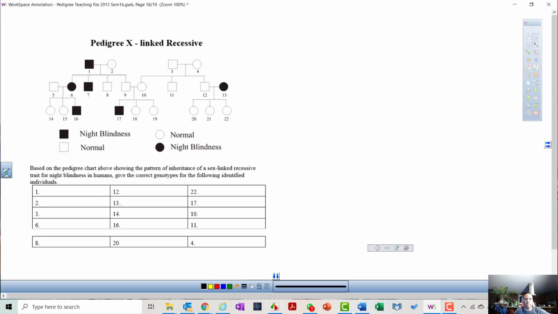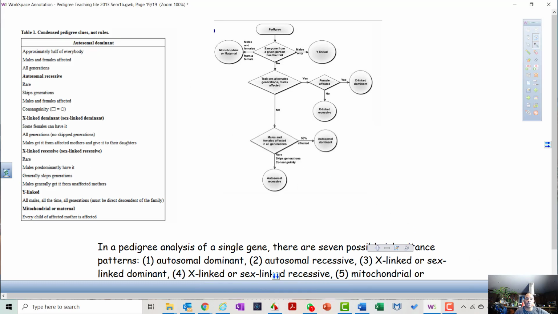This final pedigree is your work for the X-linked. You can work through this. Now, I've given you this flowchart to help you analyze the pedigrees so you can solve them. Because on a test, what I would do is give you a blank pedigree, and I wouldn't tell you if it's X-linked or dominant or recessive. Then you have to determine which it is based on your understanding of pedigrees. Okay? So that's the pedigrees.